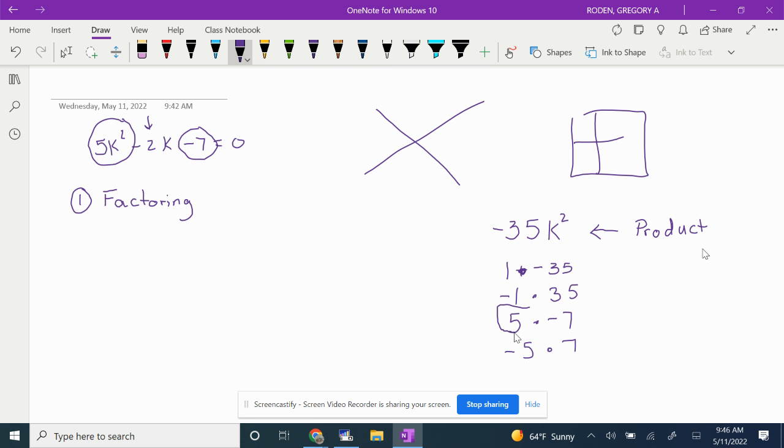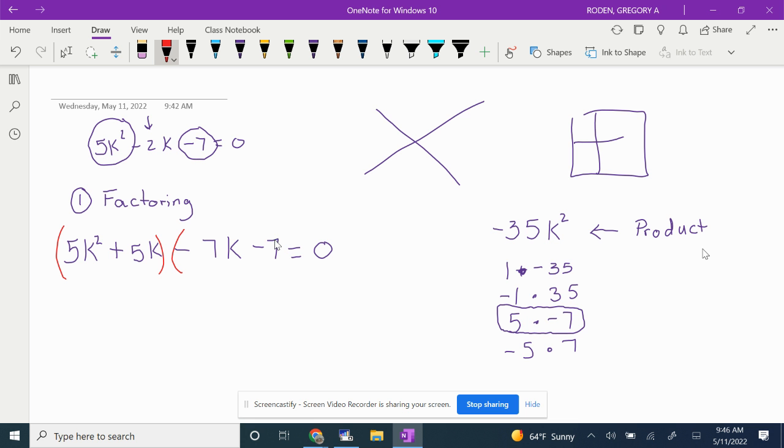5 times negative 7. So this is the factor pair that you want to use. And all we're going to do is use substitution. We're not doing any magic here. We're just doing substitution. So I have 5k squared plus 5k minus 7k minus 7 equals 0. Remember, guys, negative 2k is the same as 5k minus 7k. It's just a substitution move. You guys see that? Now, why would we ever want to do this? Well, then we can factor by grouping.